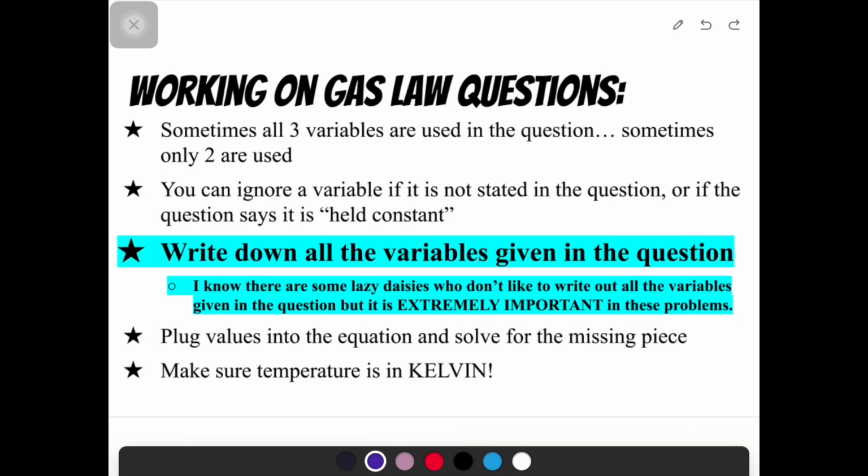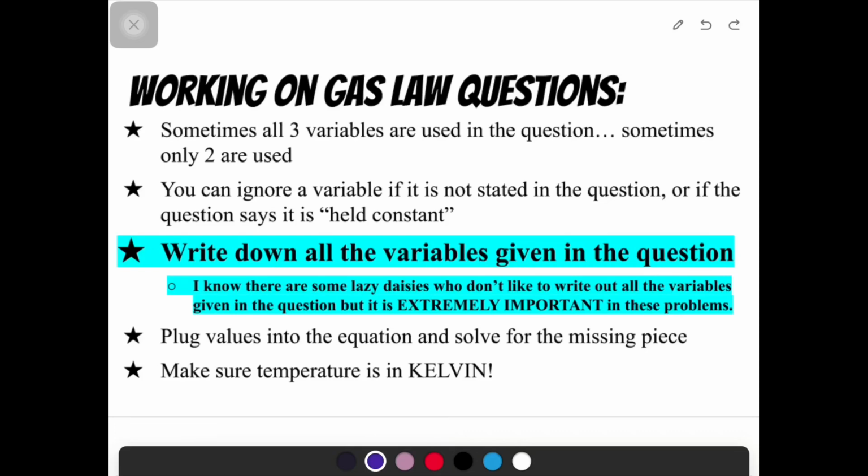If a variable isn't there, for instance, if it's talking about the pressure and temperature and says nothing about the volume, ignore it. If it says it's held constant, so it talks about the pressure changing and the temperature changing, but says the volume is held constant, you can also leave that out of the equation, leave the volume out.